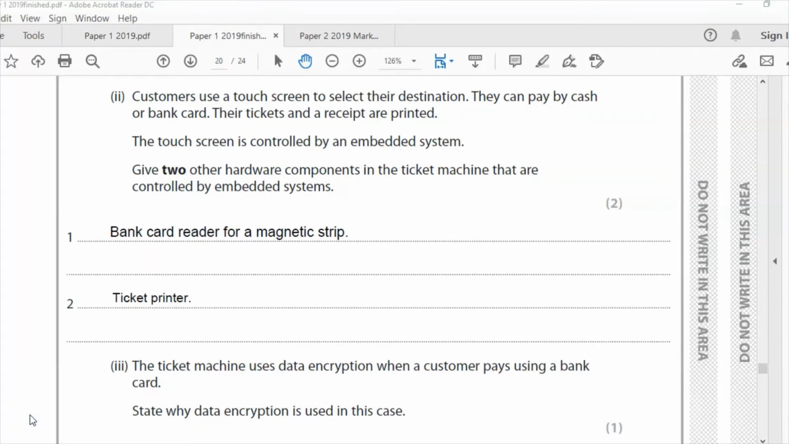If you think about what we've got in that system, we've got a bank card reader for the magnetic strip on a debit or credit card. And the second one would be the ticket printer. So there are two examples of hardware in a ticket machine: a ticket printer and a bank card reader.